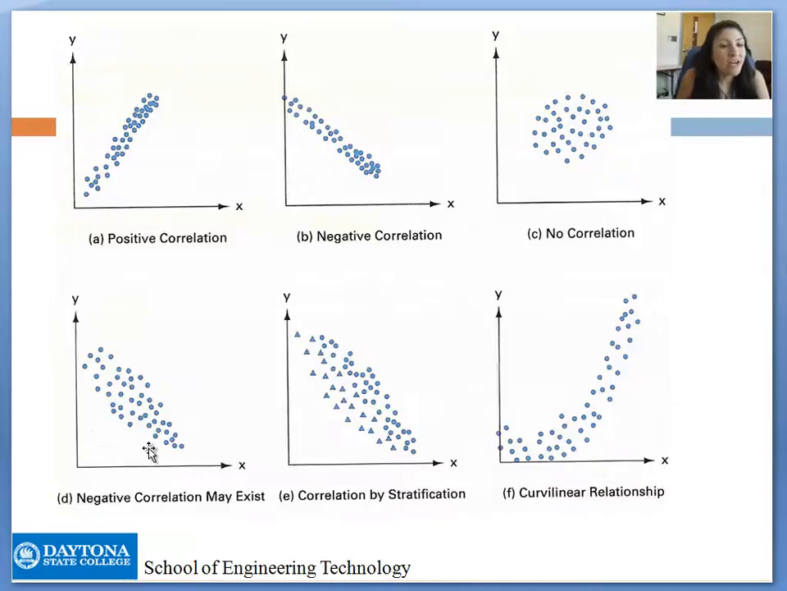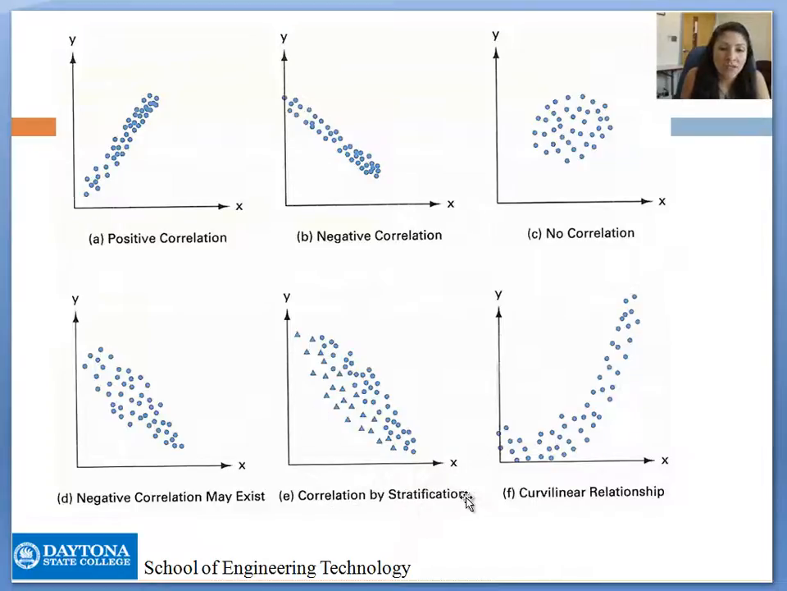If you see the data have a declined slope, and if you put a line between them, you're going to have most of the data within the line. You can say that a negative correlation may exist.